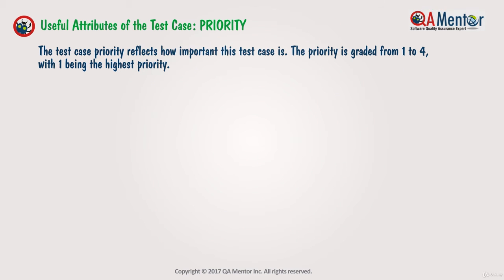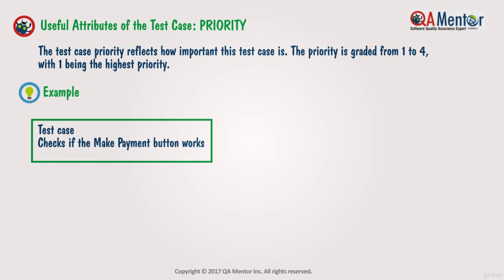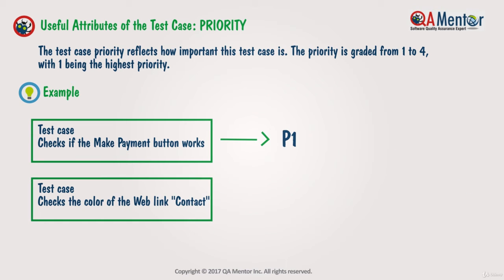Priority. The test case priority reflects how important this test case is. The priority is graded from 1 to 4, with 1 being the highest priority. For example, the test case that checks if the Make Payment button works must be P1, and the test case that checks the color of the web link contact is P4.